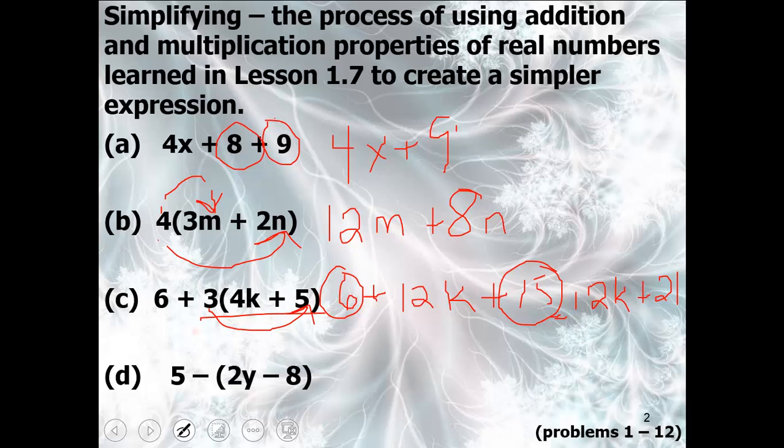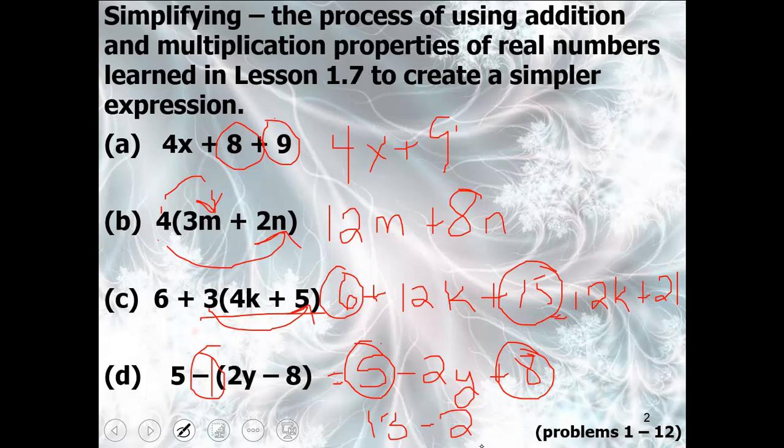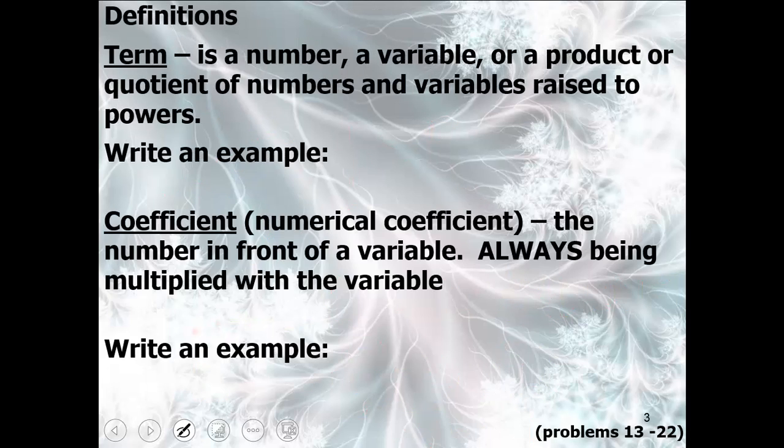In example D, this is a -1. This is a sign. Remember, I call this the sign flipper. So I have 5 minus 2y plus 8. Then I'm going to have a positive 5 and a positive 8. That gives me 13 minus 2y. And you're done. Okay? Now we're going to expand this to learn how to combine like variable terms.